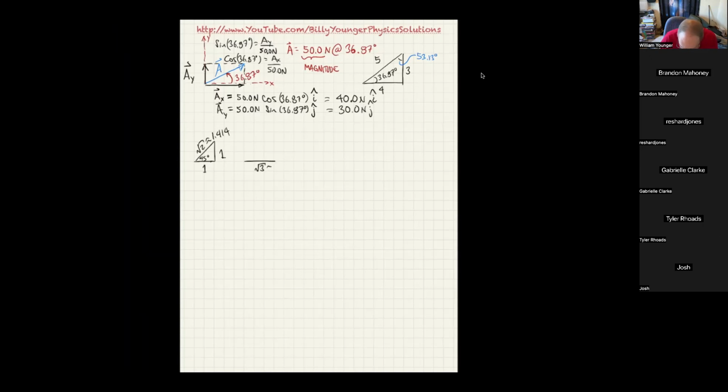For this side, that's about 1.73. Let me get a couple extra digits on that just to be safe. 1.732. Okay. And then you could do 1.00 here. And this angle right here is the small angle, which is 30 degrees. And this turns out to be 2.00. And of course, if we wanted to know this angle, this is the 60 degrees. So those are the 3 special triangles that we often use.